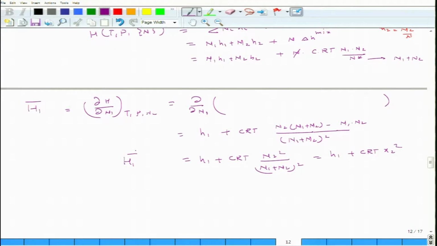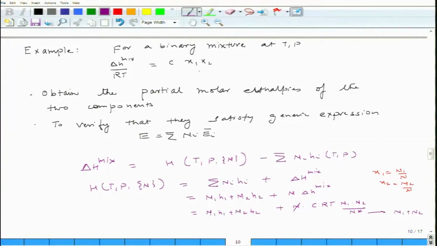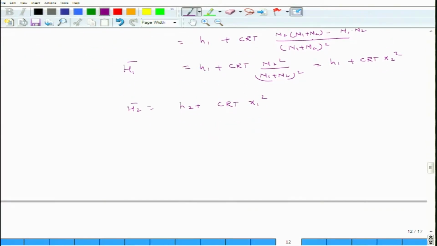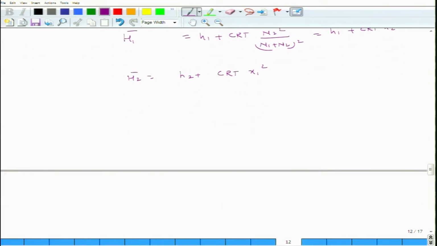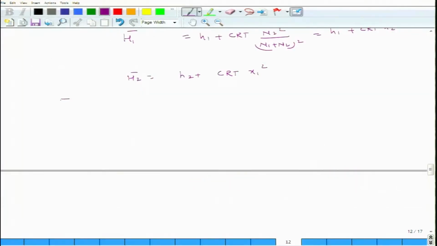Now, considering that the expression which we have is symmetric, without deriving H2, I can simply write H2 bar as H2 plus CRT x1 square. We can derive it, but to cut down the time, I am just writing this expression based on the symmetric expression of delta H mix. This is what we have got for the first part of the problem.